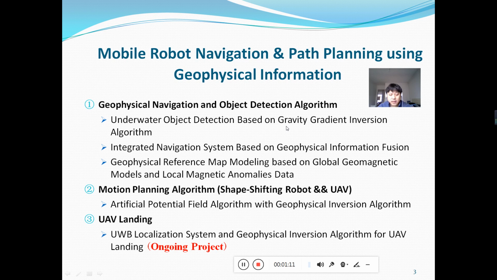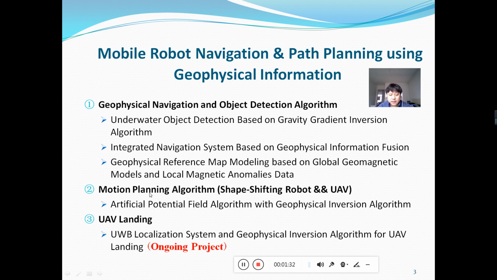Thirdly, I have a proposal about geophysical reference map modeling, and I use two ways to prepare the geophysical reference map. One is based on the global geometric model. Another is based on the local magnetic anomaly data.